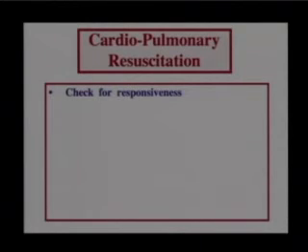Now the first thing you need to do is check for responsiveness. So you see somebody and they don't look right. They're laying there. You check for responsiveness. If there is no response, we really should call 911 if you're outside the hospital environment, for instance, because you want to get help coming as quickly as possible.